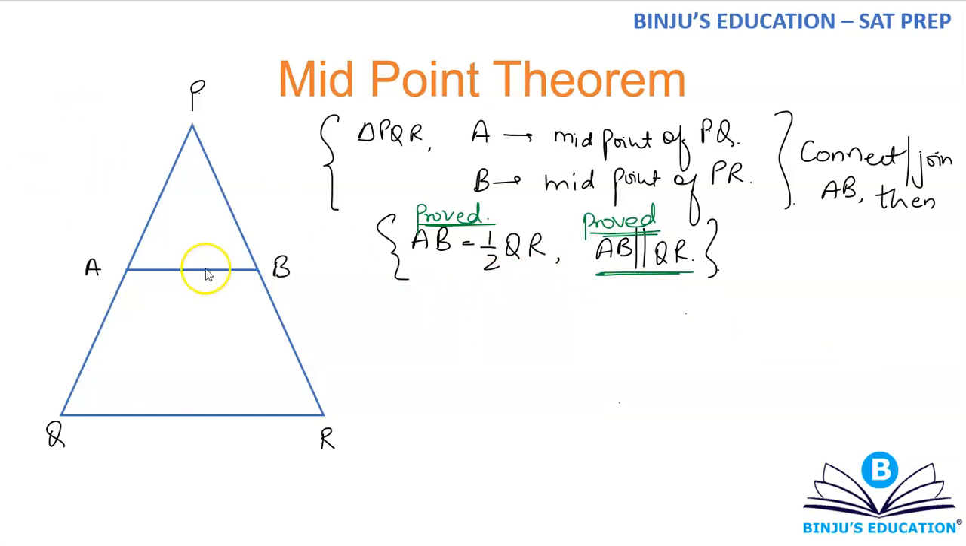If they are parallel, they can be divided into a different ratio. For example, PA by AQ is 3:5. This is also 3:5. So if AB is parallel to QR, that doesn't mean AB will be half of QR, or that A and B are the midpoints of PQ and PR. But if A and B are the midpoints, then AB is half of QR and AB is parallel to QR. Okay, this is what is known as the midpoint theorem.